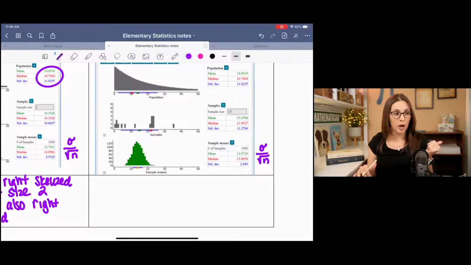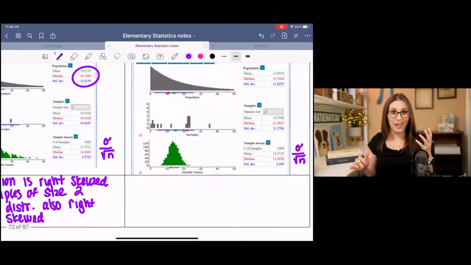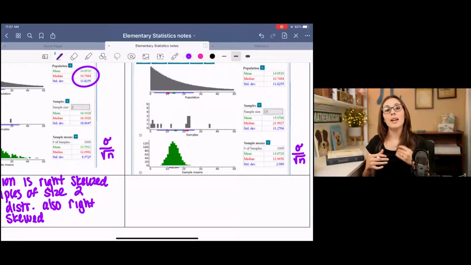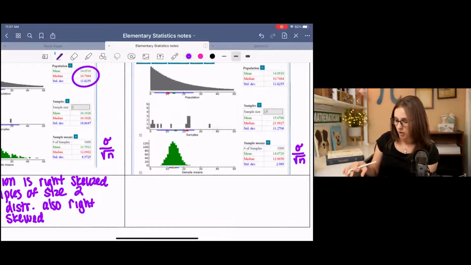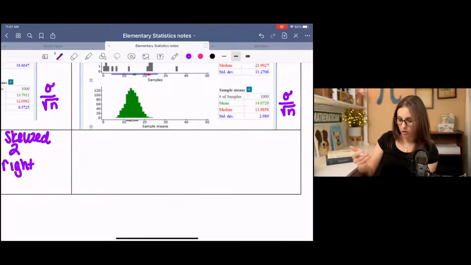In the one on the left, we had a standard deviation of like 8, and then the one on the right, it's getting smaller. So it's closing in on that population mean. So this one, we started right skewed again.